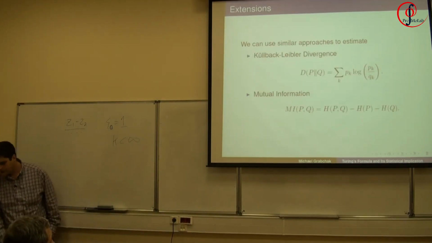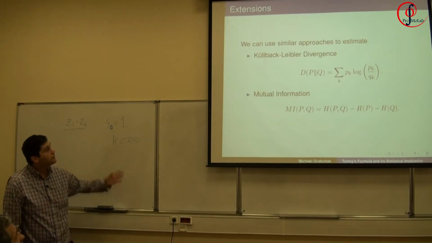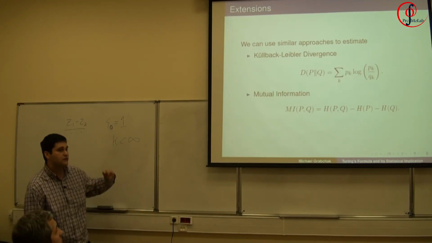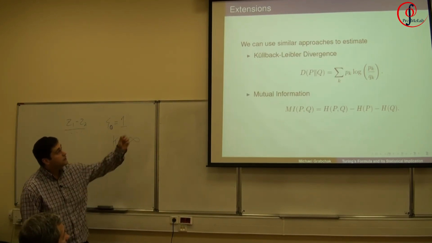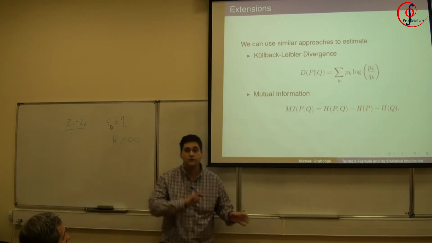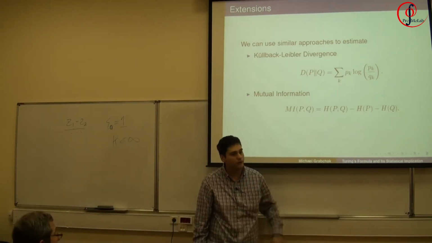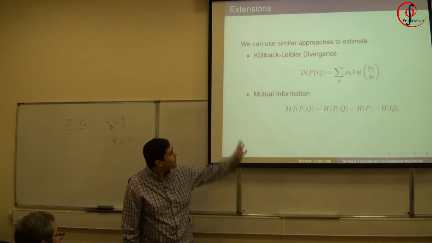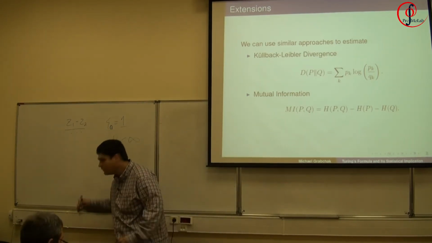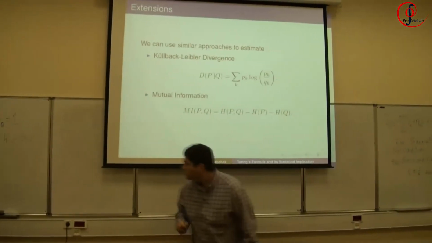Okay, I'm getting toward the end of my talk. I do want to say a little bit about some extensions without really getting into the details of them. So one thing we also considered was estimating Kullback-Leibler divergence between 2 independent distributions, which is just this form here. And we considered estimating mutual information, which is actually a particular type of Kullback-Leibler divergence.